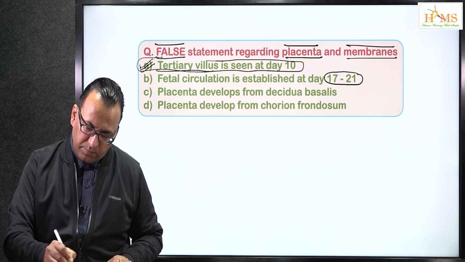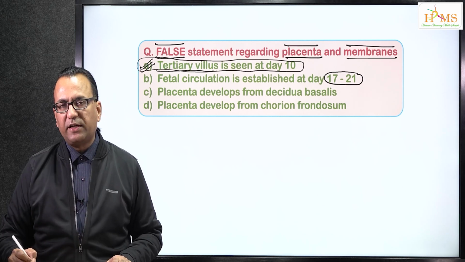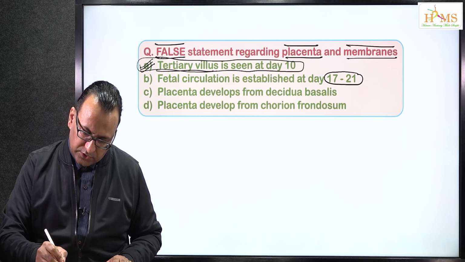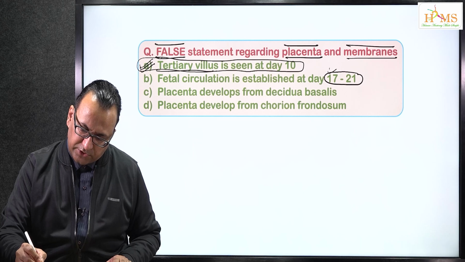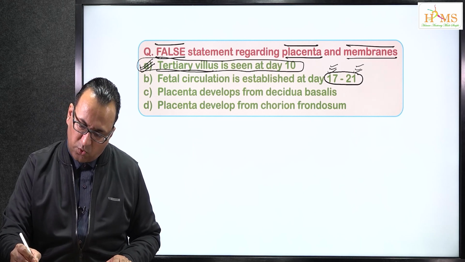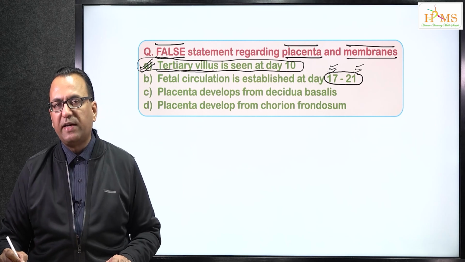Then what about choice number B? Is it okay? Fetal circulation. Here we are talking about fetal placental circulation, and some books tell it is established at day number 17, while some tell 21. So this range is okay. No problem. Choice number B is fine.